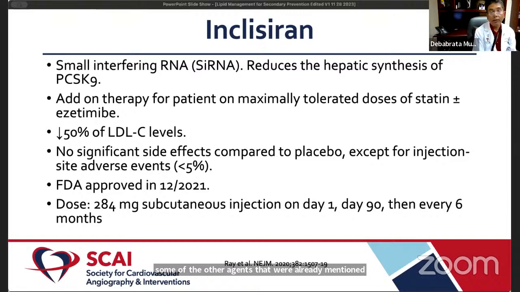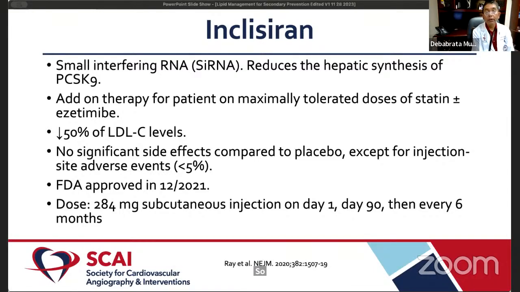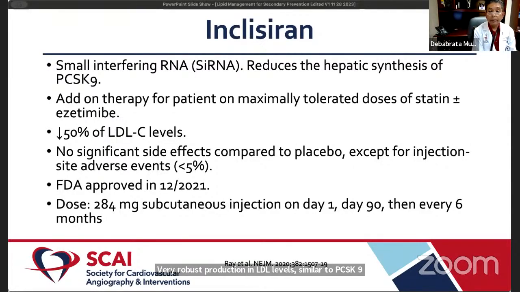So inclisiran is essentially a PCSK9 inhibitor. It's not an antibody. It's a small interfering RNA which reduces the hepatic synthesis of PCSK9. Again, like PCSK9 inhibitor antibodies, it's add-on therapy typically for patients on maximally tolerated doses of statin and typically with or without ezetimibe. Very robust reduction in LDL levels, similar to PCSK9 antibodies, and really no significant side effects except for injection site adverse events.